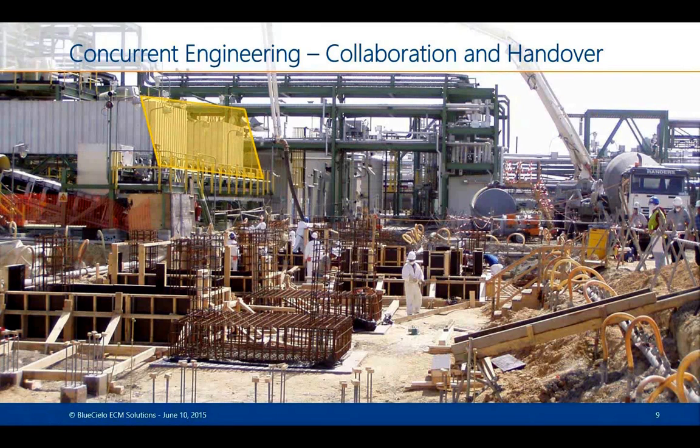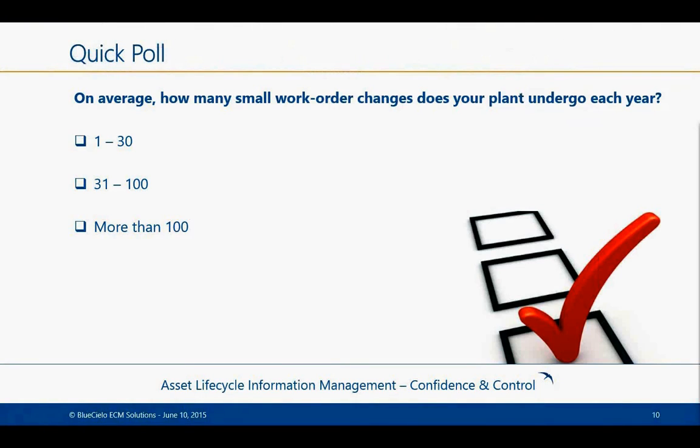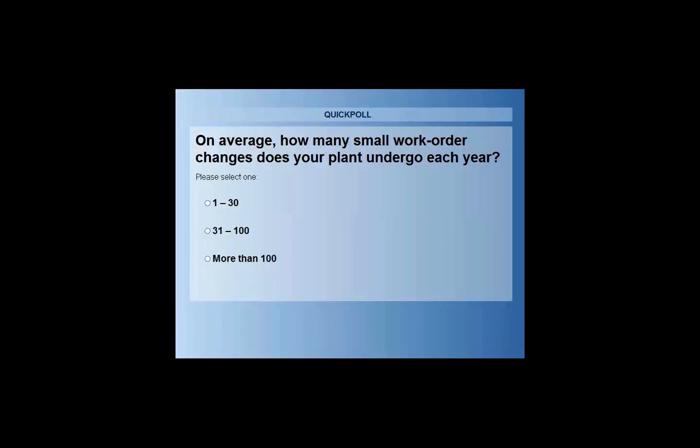While we're now shifting our discussion from maintenance changes to project changes, I want to take a moment and get your feedback to let us know, on average, how many small work order type changes does your plant undergo in a year? If your company has multiple plants, let's just pick one for example. Is it less than 30? Is it less than 100 or more than 100, for example?